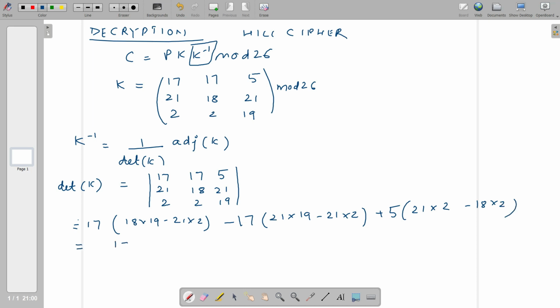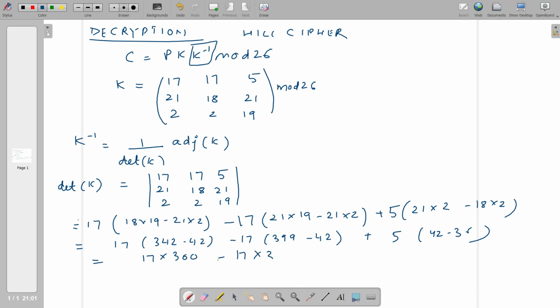So let's write it. It is going to be 17 into 18 into 19, which is 342, minus 42. Similarly, minus 17 into 21 into 19, which is 399, minus 42. And plus 5 into 42 minus 36. So it will be 17 into 300, minus 17 into 357, plus 5 into 6. Here let's take 17 as common.